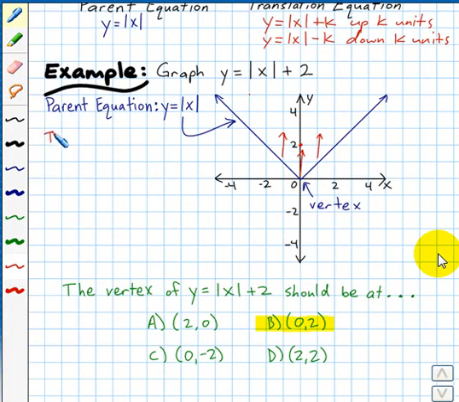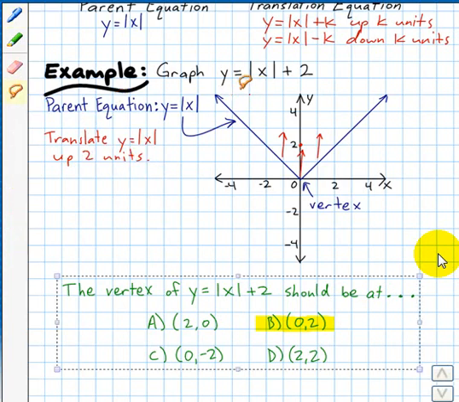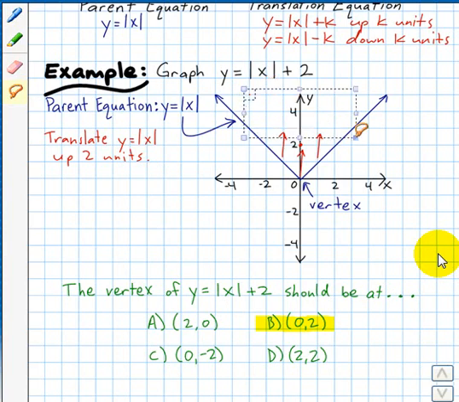So we're translating y equals the absolute value of x up 2 units. And here's what our graph will look like. It's a V-shaped graph with the vertex at 0, 2.